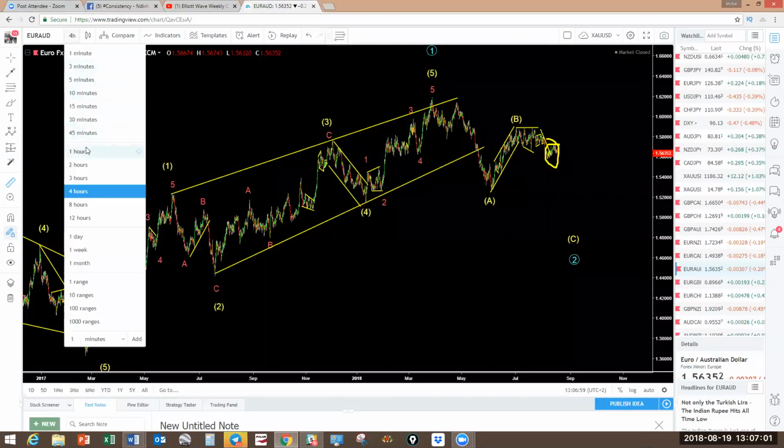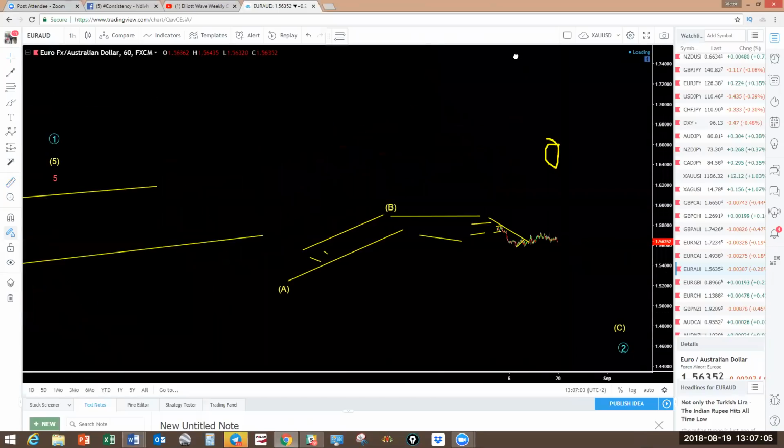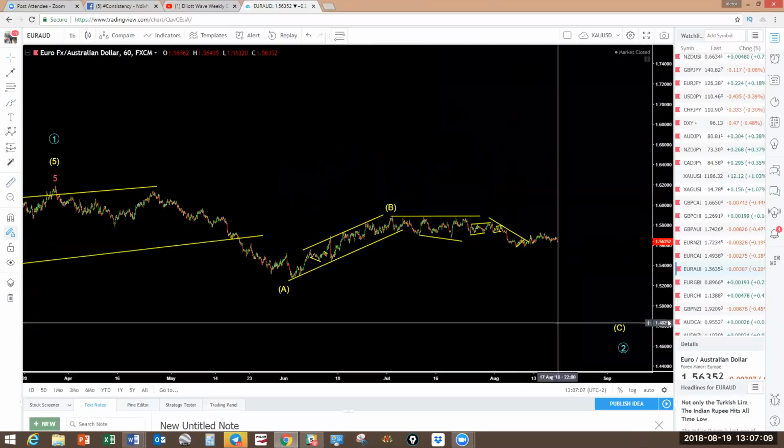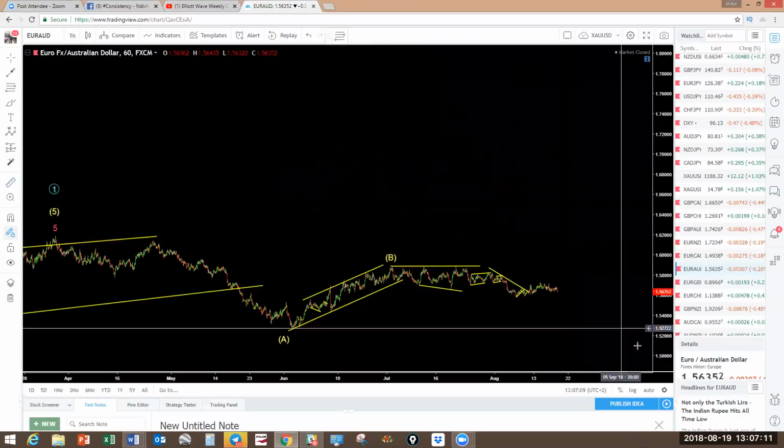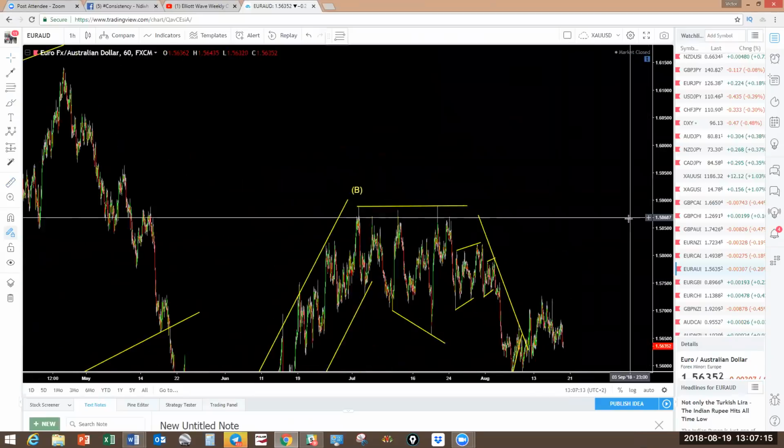Let's go to the 1 hour. So that is how you trade. You've got the trend, you don't look for anything in the opposite direction of the trend. You just go with the trend. Okay, so you follow the cycle. Let's have a look here. Now, what is this playing out as?